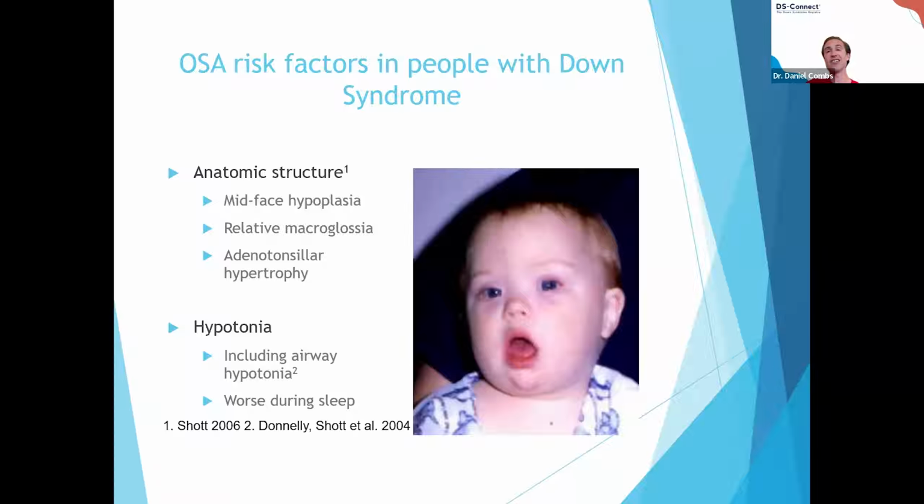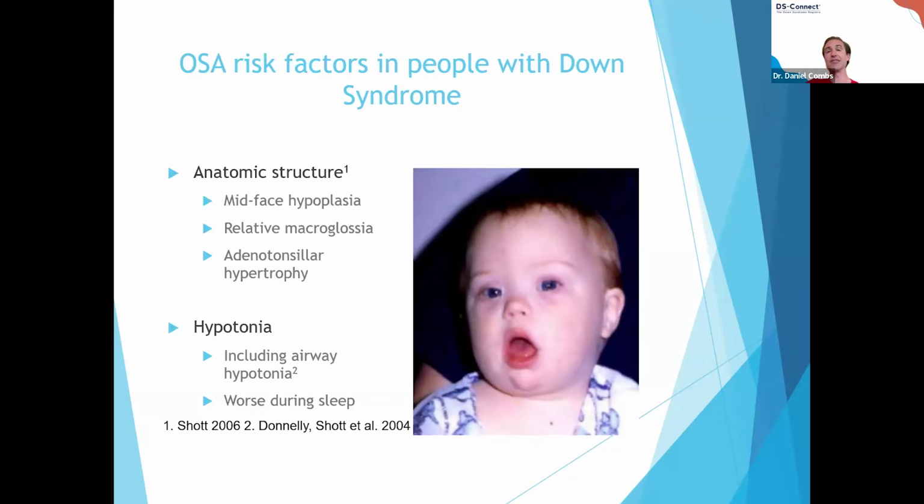The tongue is relatively large compared to the airway. So again, it's more of a risk of obstruction. Big tonsils and big adenoids, which are kind of the classic cause of sleep apnea in children in general, tend to actually be even a little bit more common in kids with Down syndrome.